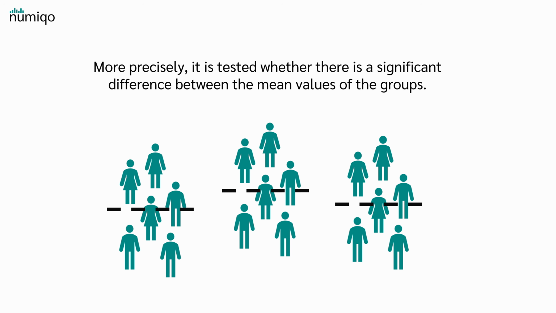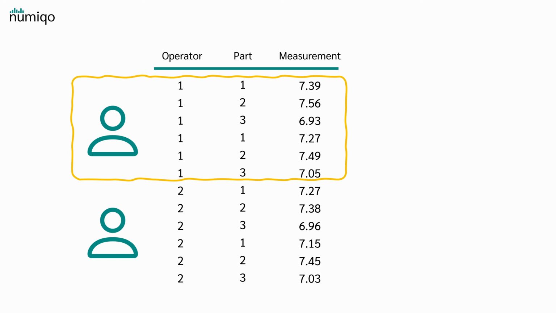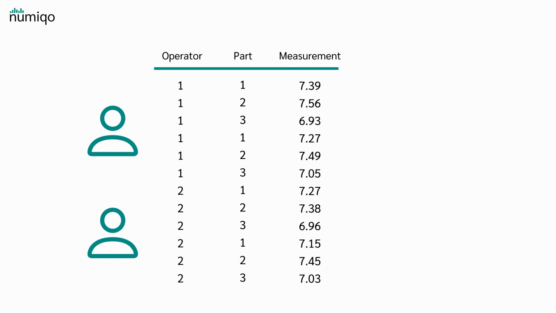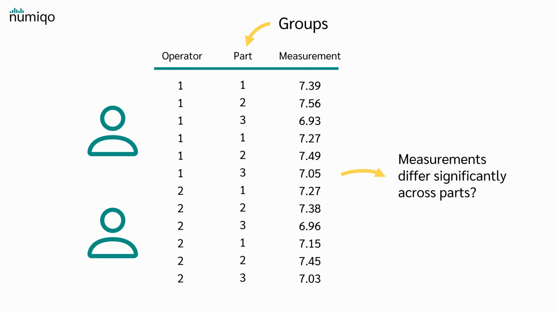More precisely, it tests whether there is a significant difference between the mean values of the groups. For example, if one group contains all measurements from operator 1 and another group contains measurements from operator 2, we can test whether there is a significant difference between the measurements. Likewise, if groups are defined by different parts, we can test whether the measurements differ significantly across parts. Okay, now we know the basics about an ANOVA, and it's time to calculate a Gage R&R.